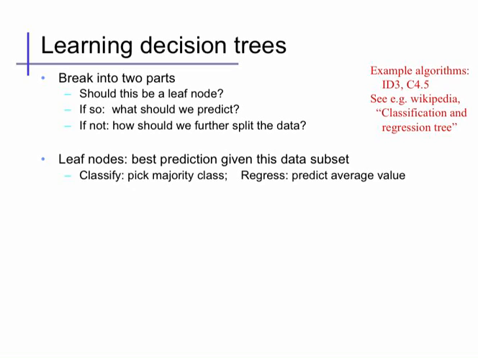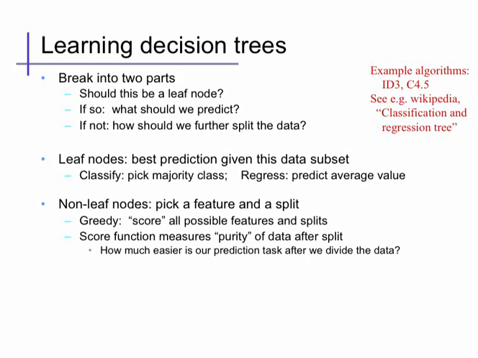For leaf nodes, we output a prediction, and it's fairly easy to think about what the best prediction given this data might be. In particular, for classification, we usually pick the majority class, since that will get the largest set of the training data for that group correct. In regression, we typically predict the average value, since this is the constant value that will minimize the mean squared error.